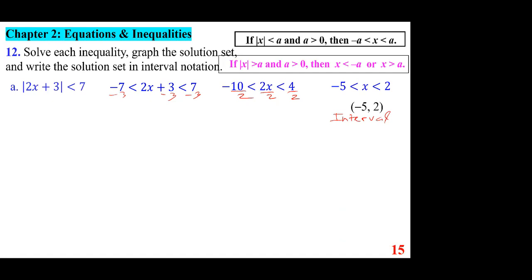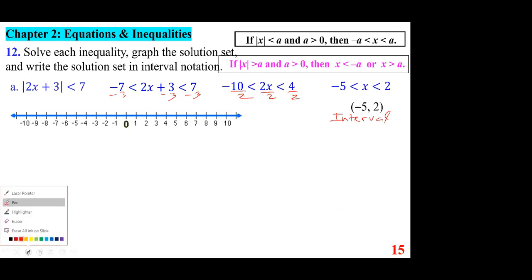So you go with the number line, and you're going to go from negative 5 to 2. And you have two choices. At negative 5 and at positive 2, you can put parentheses or you can put a hole. Either way is fine, and you cover everything in between. You can show it like this. Either way is fine.